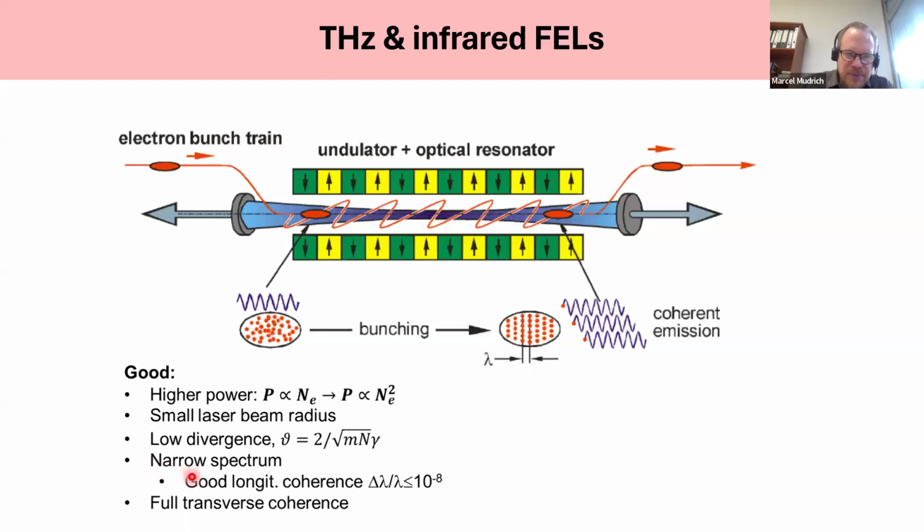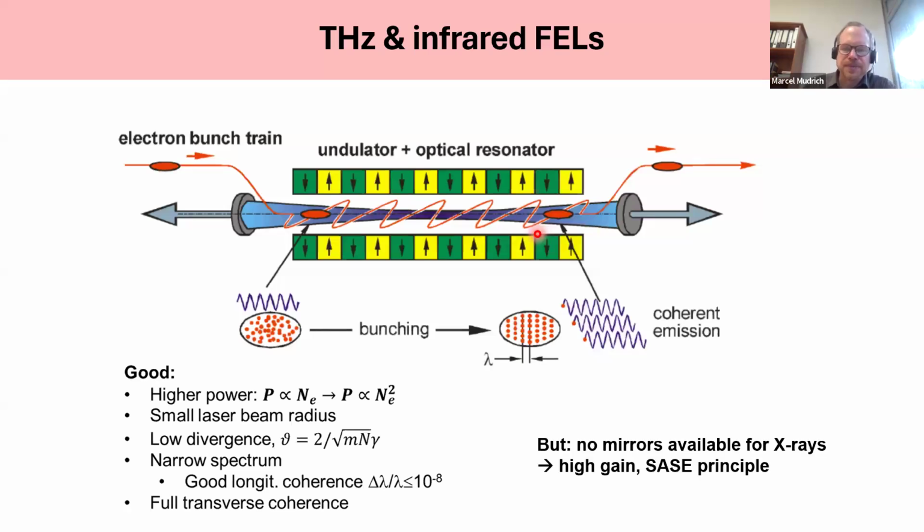Also, the spectrum becomes much narrower. Remember the discussion we had for the laser line width that can be extremely narrow, just given by the condition of gain equals losses that can define a very tiny point in the frequency spectrum. And we can have full transverse coherence because this is really laser-like light emission. So that's all nice, but it again works only in spectral regions where we have resonator mirrors to build an optical cavity.